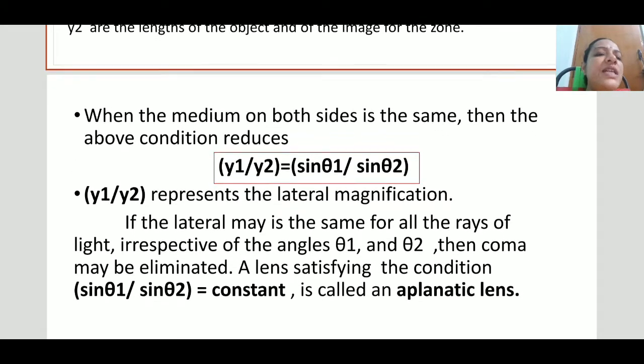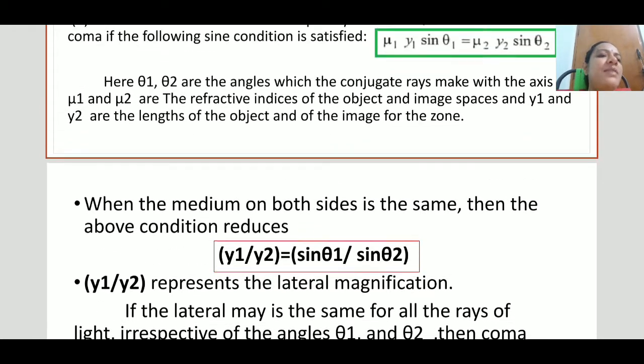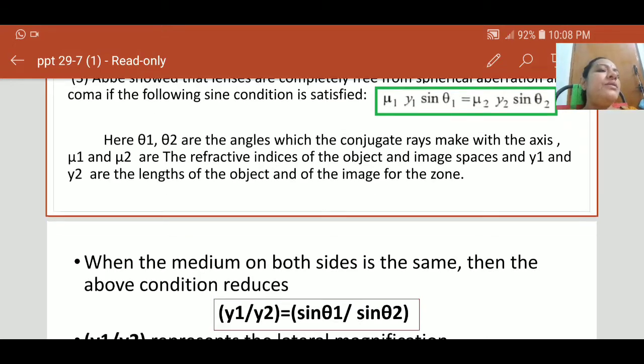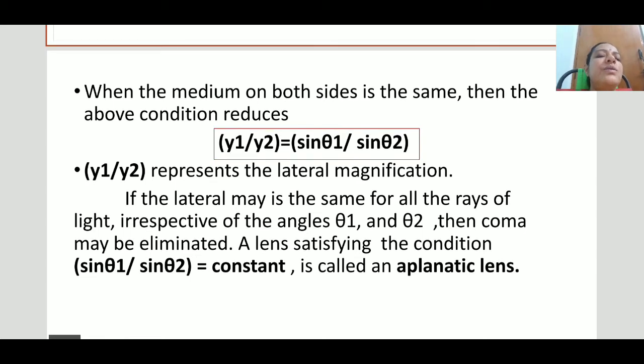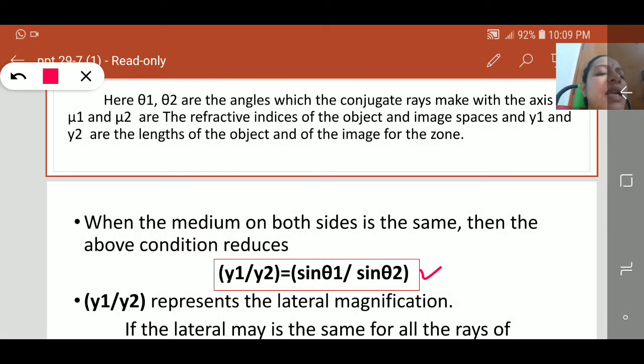Suppose we consider the medium on both sides to be the same, then mu1 and mu2 will be the same. So y1 sin theta 1 is equal to y2 sin theta 2. So y1 by y2 is equal to sin theta 1 by sin theta 2. This ratio y1 by y2, the ratio of the heights of the object and the image, represents the lateral magnification.